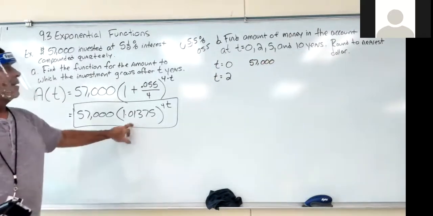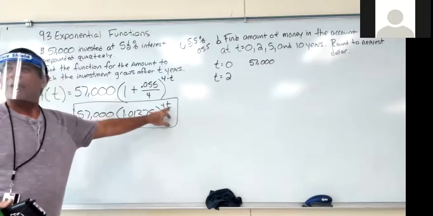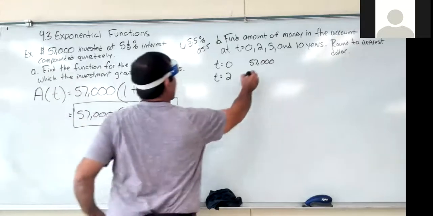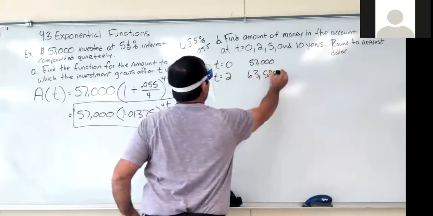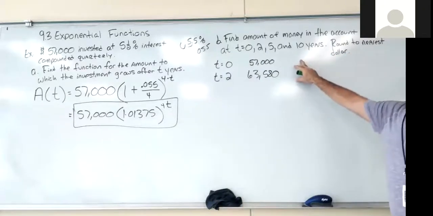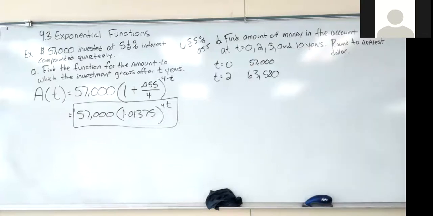Now, for 2, I'm just going to put a 2 in there and make that exponent 8, basically. So I got 57,000 times 1.01375 raised to the 8, because that's 4 times 2 now. So hitting enter, 63,580 to the nearest dollar. So y'all, I made almost $6,500 in 2 years just for letting my money sit in this bank account at 5.5% interest, compounded quarterly, right?